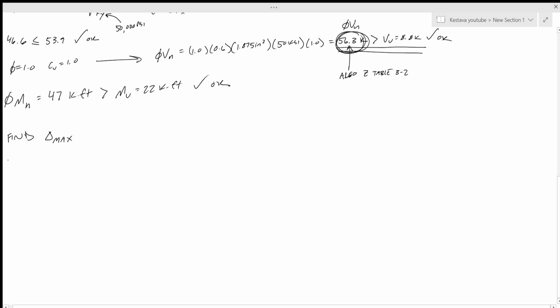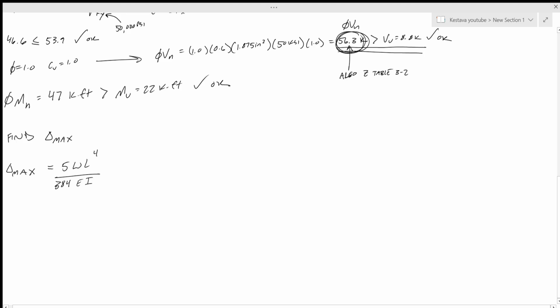So for a uniformly distributed load on a simply supported beam, again, in our shear and moment charts, in Table 3-23, your max deflection for that loading condition is at midspan, and it's equal to 5WL to the 4th over 384EI.